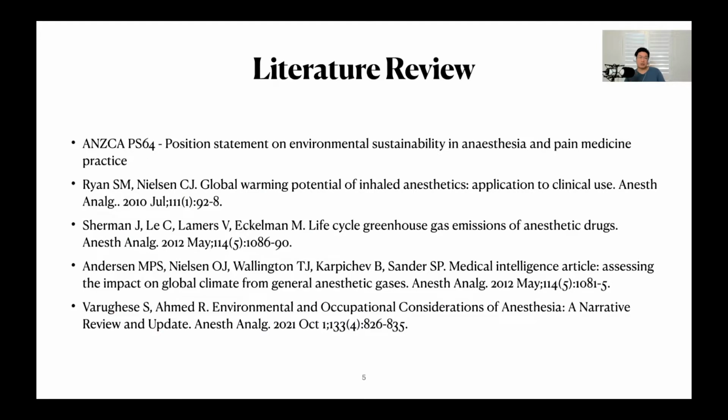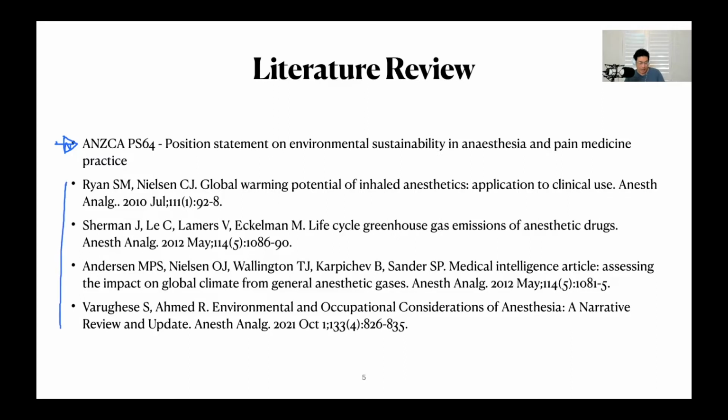Now, there is no doubt in my mind that this question has come from the position statement on environmental sustainability in anesthesia and pain medicine practice. So ANZCA PS 64, it is actually one of the professional documents that is quoted for the fellowship exam. So there is a learning objective tied to this statement. But what we're going to focus on is really the environmental impact of anesthetic agents, whereas the fellowship one requires an understanding in terms of how we manage those environmental impacts.